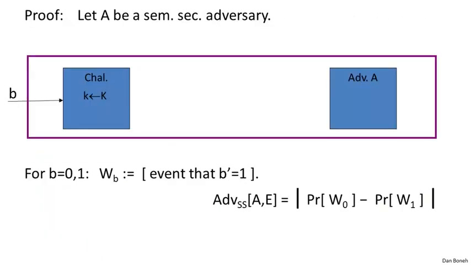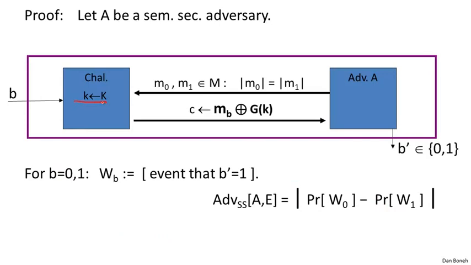So let A be a semantic security adversary against the stream cipher. Let me remind you what that means. Basically, there's this challenger. The challenger starts off by choosing a key K, and then the adversary is going to output two equal length messages, and he's going to receive the encryption of M0 or M1, and then he outputs b'. Okay, that's what a semantic security adversary is going to do. So now we're going to start playing games with this adversary, and that's how we're going to prove our lemma.